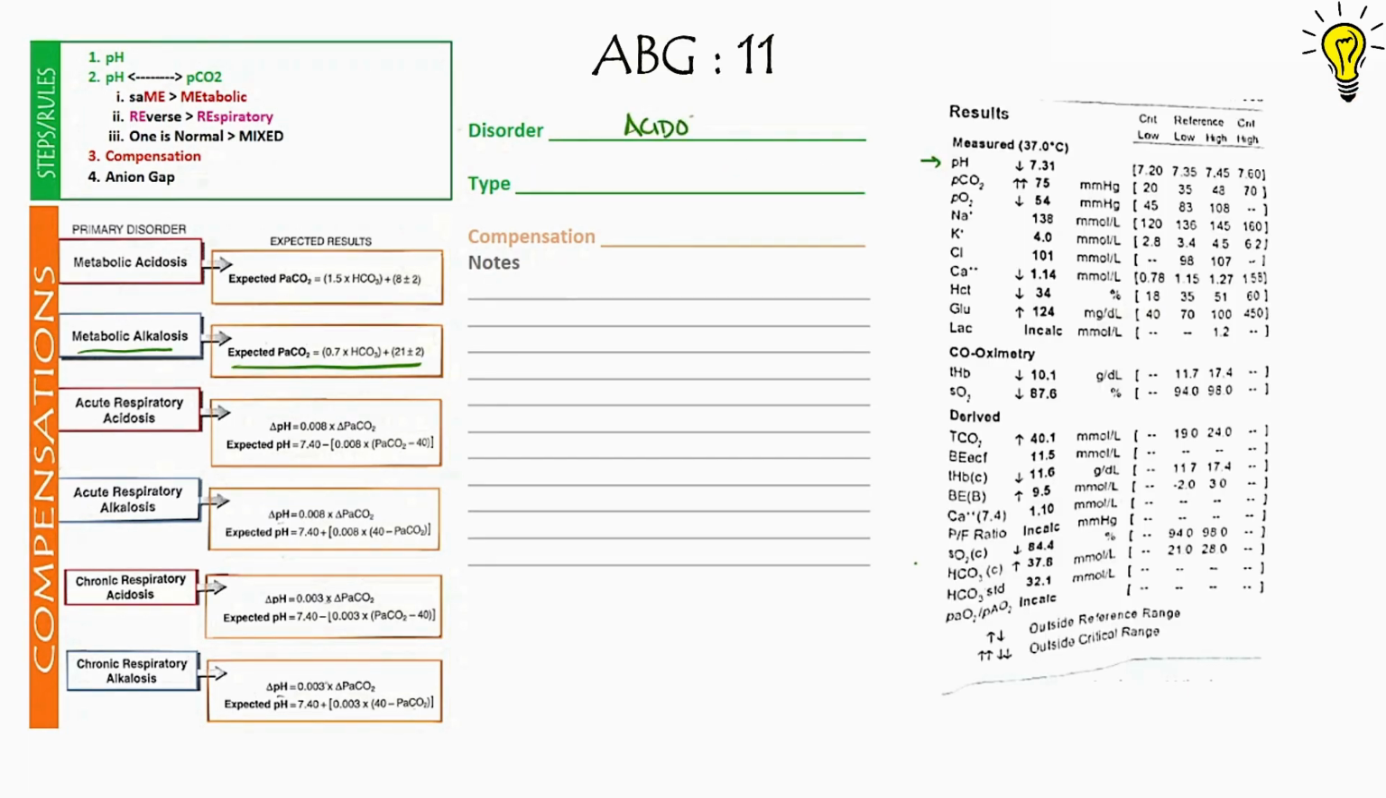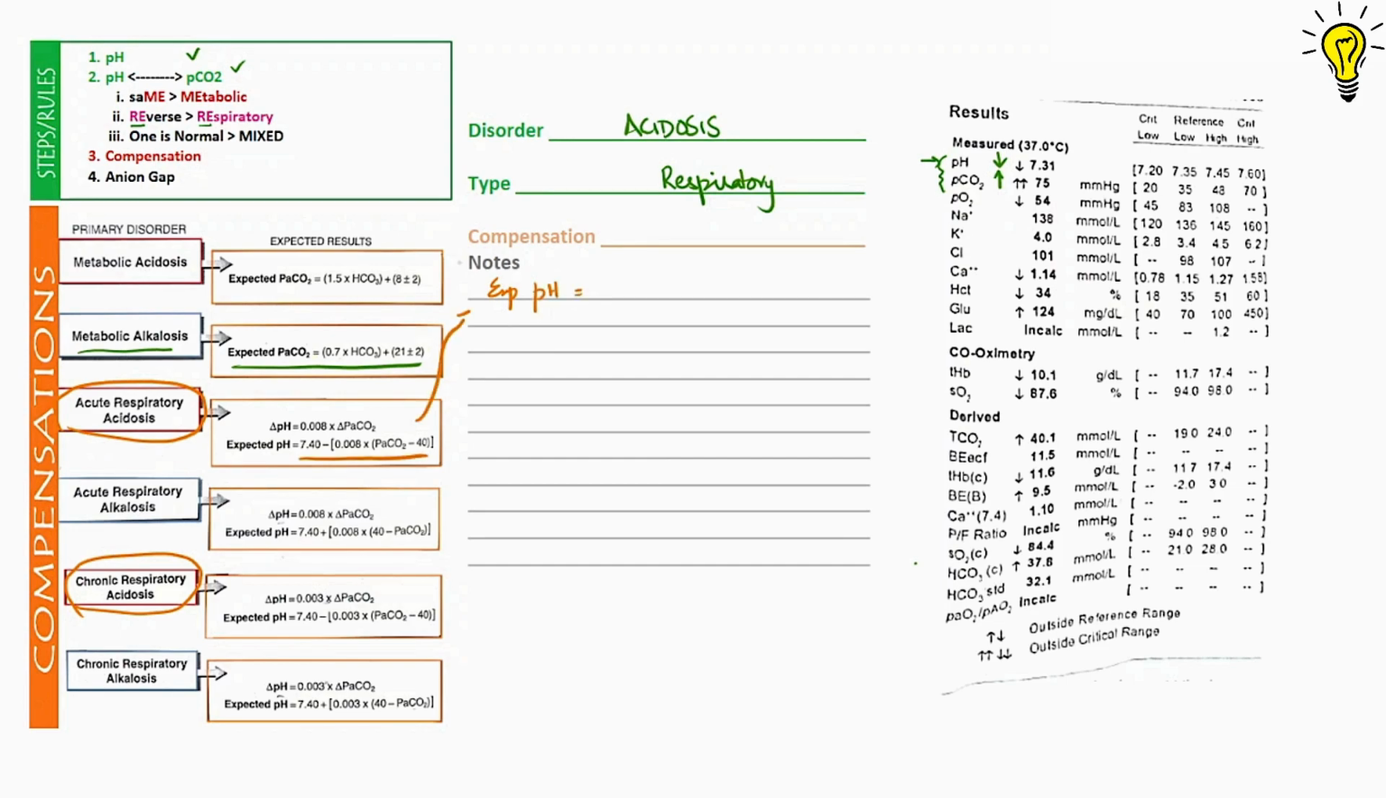ABG 11. So pH is 7.31, so downgoing. Acidosis. Carbon dioxide is 75, which is upgoing. So pH and carbon dioxide are going in reverse directions. So this is respiratory acidosis. As per the formula, expected pH in uncompensated acute respiratory acidosis in this scenario would be 7.12. In fully compensated case, the expected pH should be around 7.29.